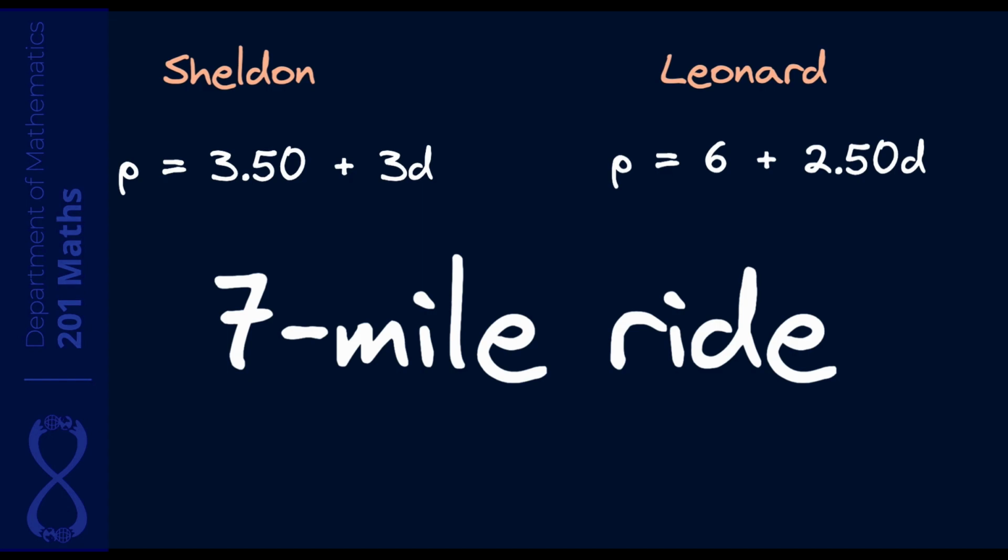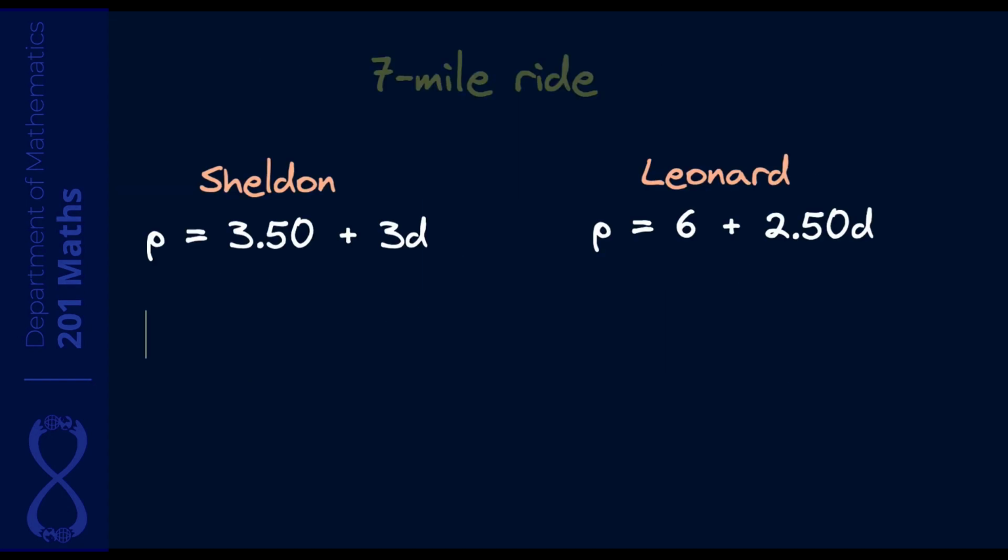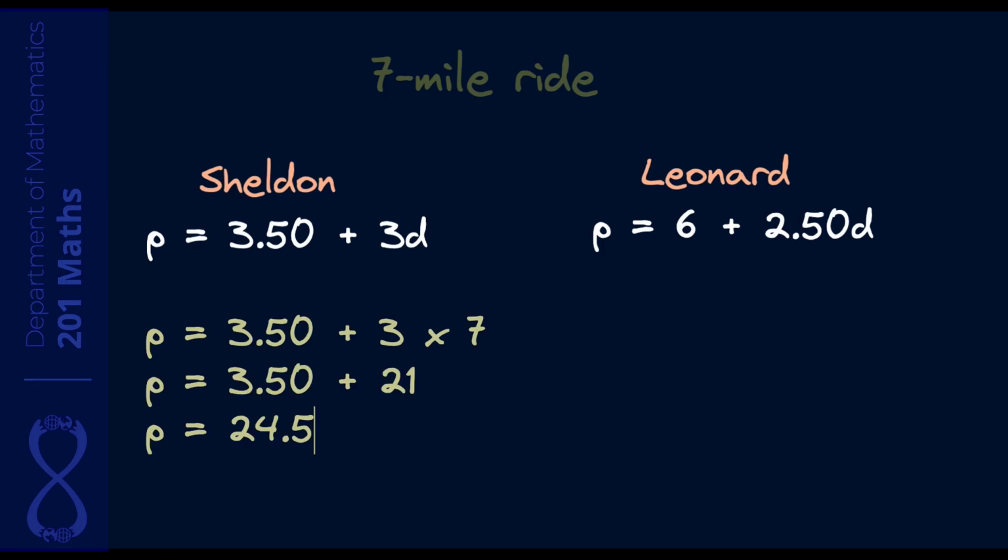Let's say you want to take a 7-mile ride. As we did in previous videos, we're just going to plug in the number. So meaning here we have to substitute D by the number 7. This is what we get. And we find out that the price for a 7-mile ride with Sheldon is $24.50. Now let's see how much Leonard charges for the same distance.